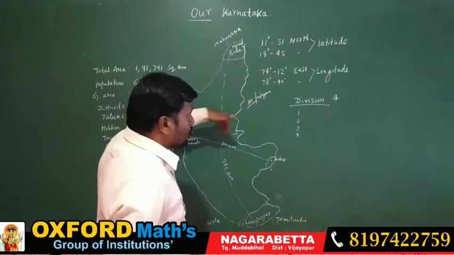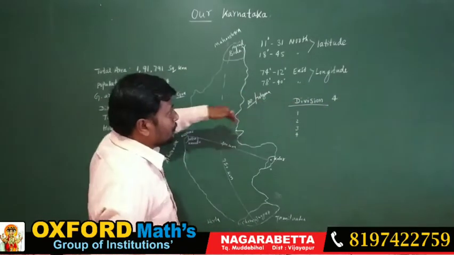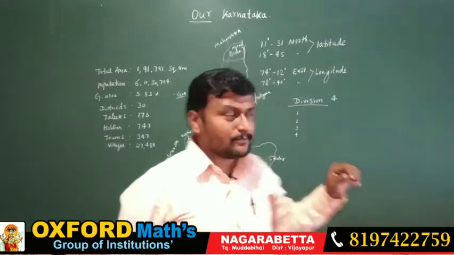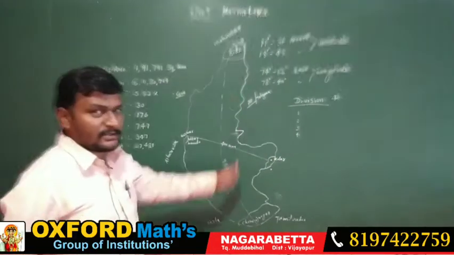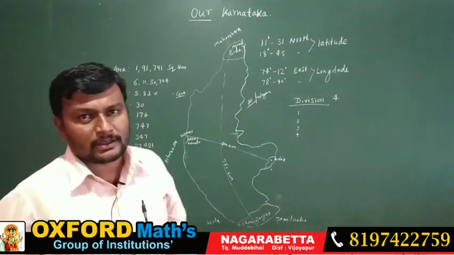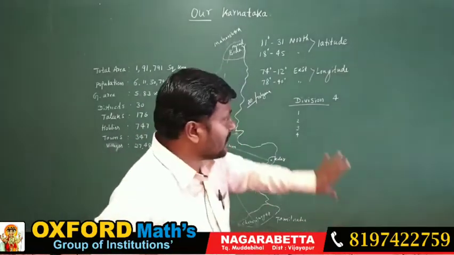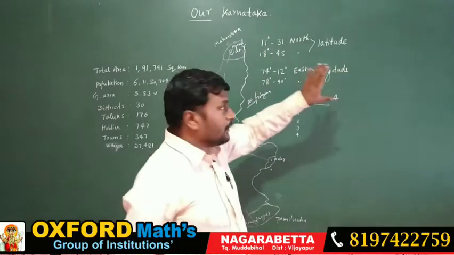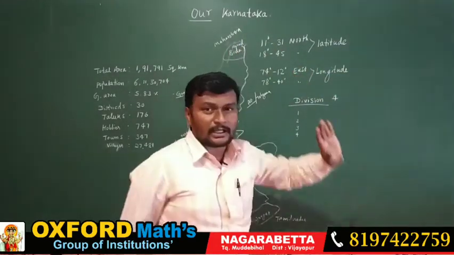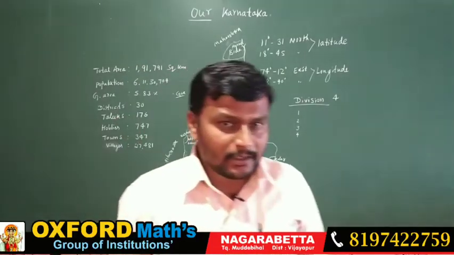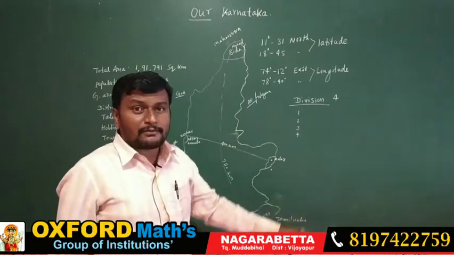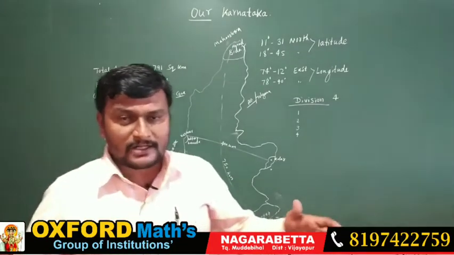Latitudes are drawn parallel, from west to east, so they are called latitudinal lines, and the longitudinal lines are the ones which cross from north to south. So in this extent, on the scale, while we are preparing the map, we have to draw the Karnataka location. And next we are going to study the extent of Karnataka, how vast it is.